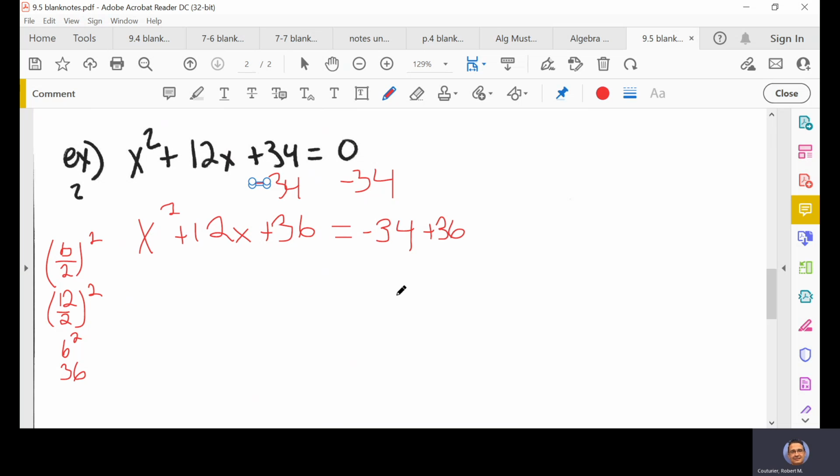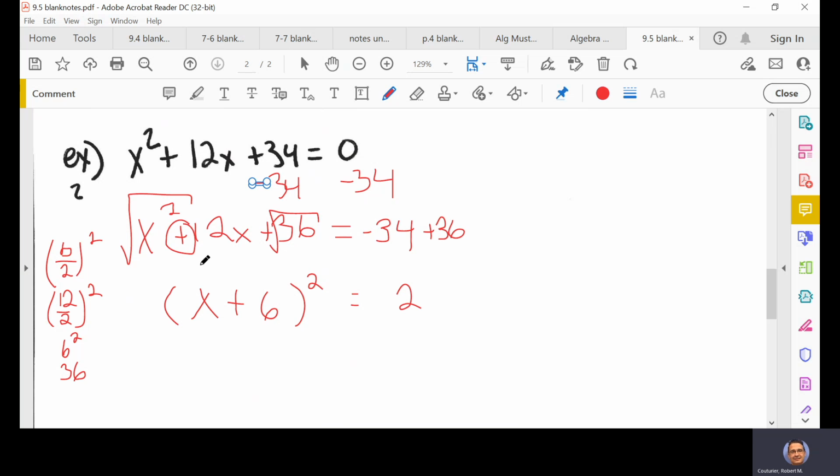This gives me a 2 left on this side. And again, the whole reason why we did it is so that we could factor it into this perfect square trinomial. Take the sign from the middle. Take the square root of the first term. Square root of the second term. And like that, we have something that's easy to solve.